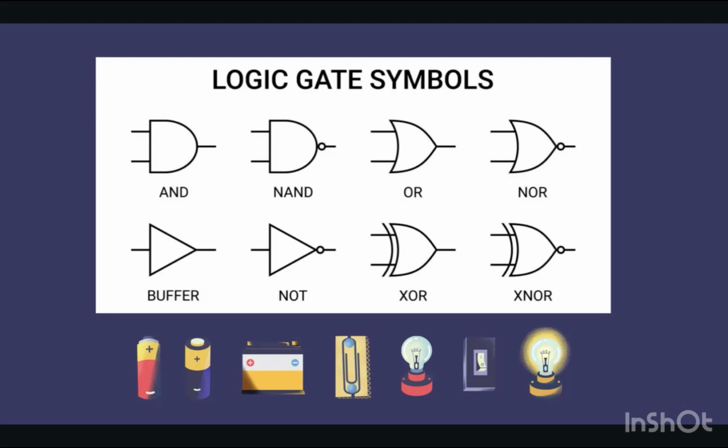The OR gate outputs true if at least one input is true. So if either A or B is 1, the output will be 1. The XOR gate outputs true only if the inputs are different. So if A and B are 1 and 0, or 0 and 1, the output is 1.